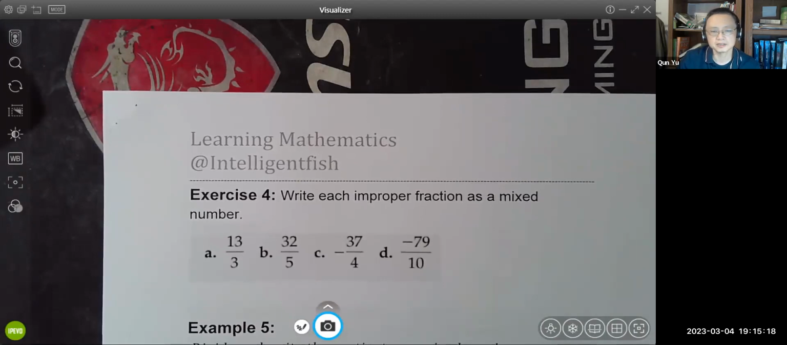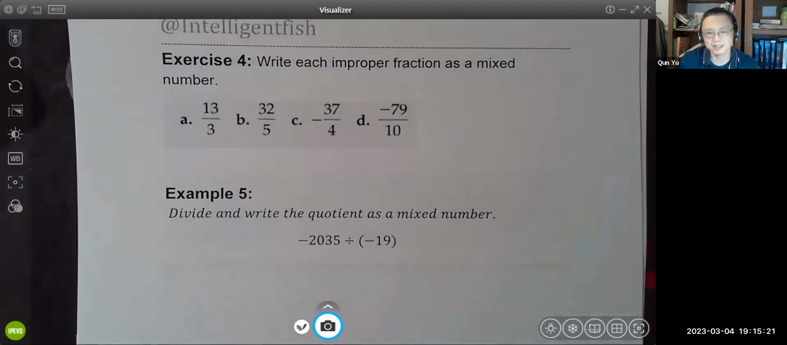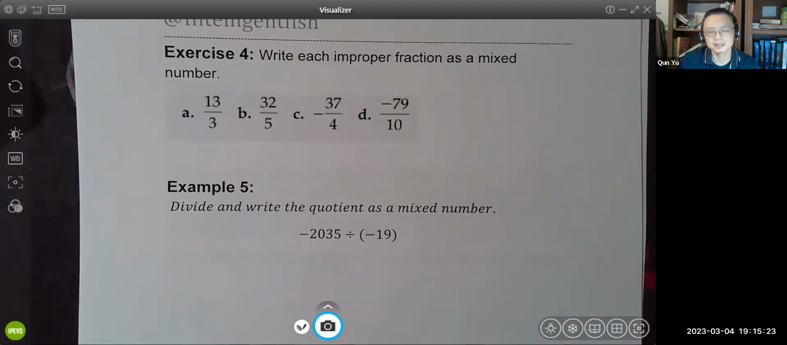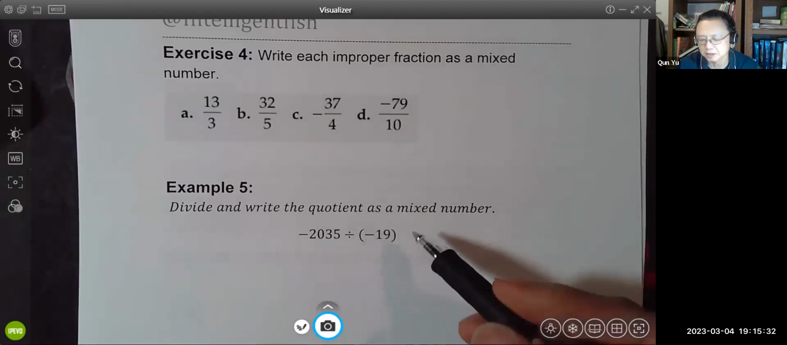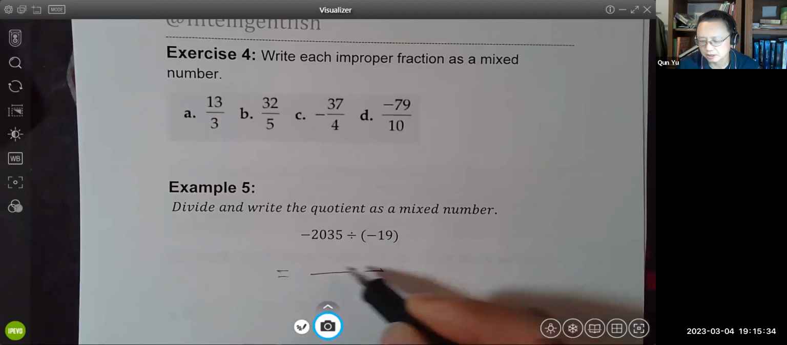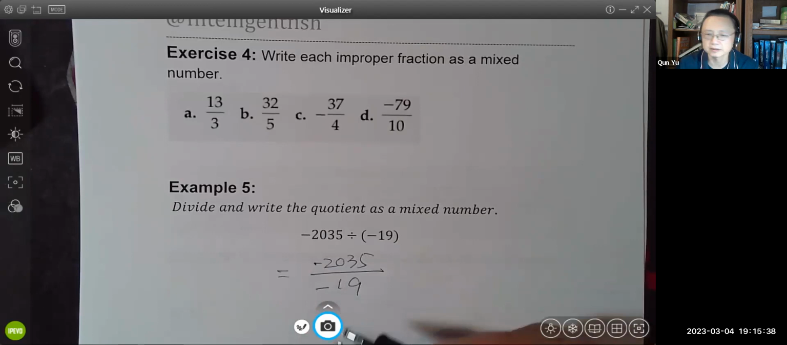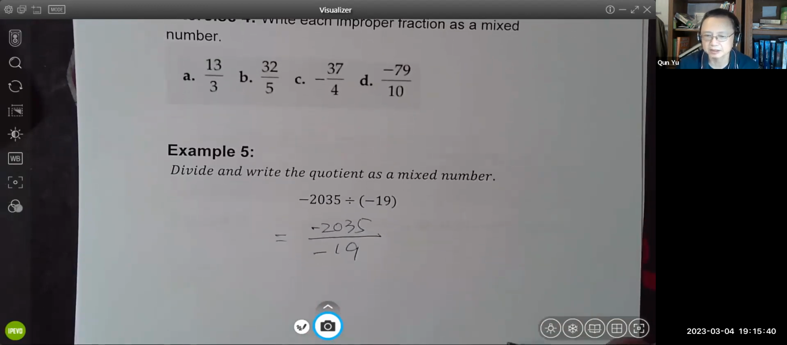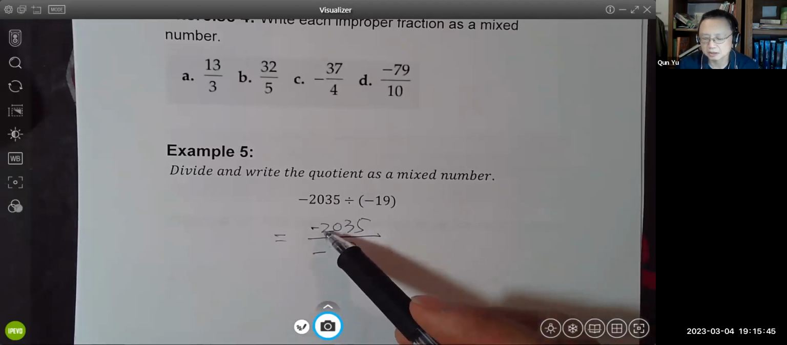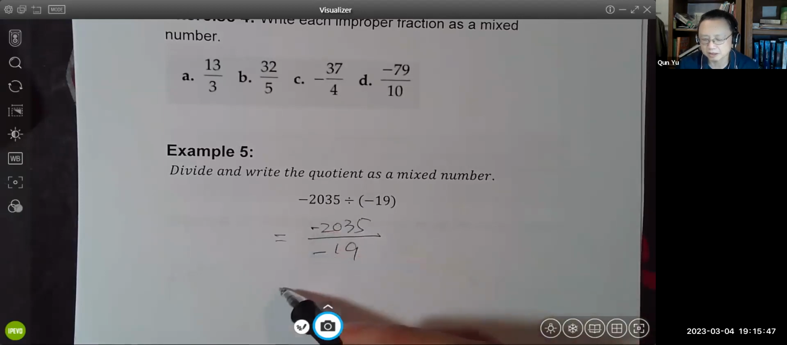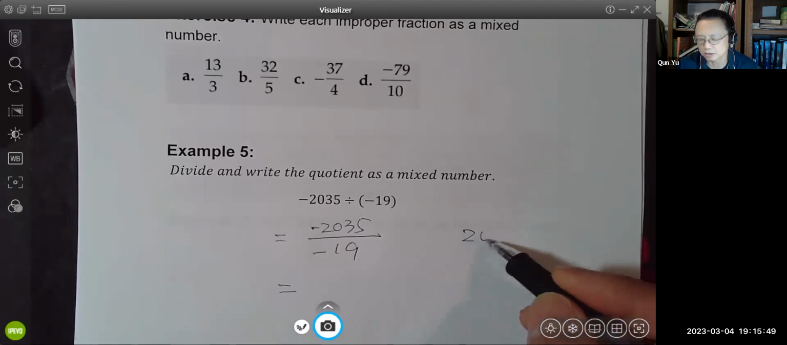Now, let's look at our next example, example 5. Divide and write the quotient as a mixed number. So basically, just do division. It's equivalent to putting this number on top and this number on the bottom. It's equivalent to this. We already know negative divided by negative. We learned that in the whole number chapter, in the first chapter. Whole number negative divided by negative is positive. So we just need to do division.